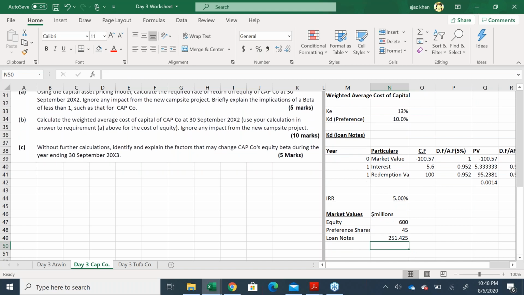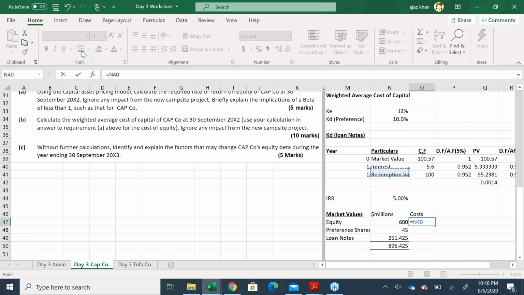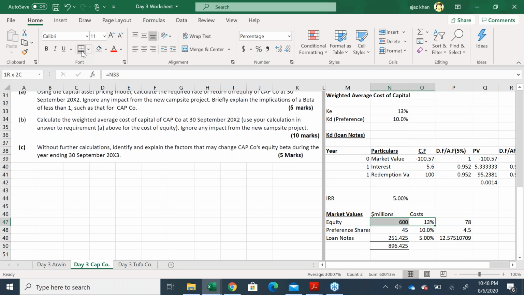So now we have got the total value. So the total market value here. Okay, now I'll show you a shortcut of calculating the WACC. Just write all the KDs and KEs here. Okay, and then what you do, just simply multiply with these, and then sum them all to see how much in total you will be paying to these investors.